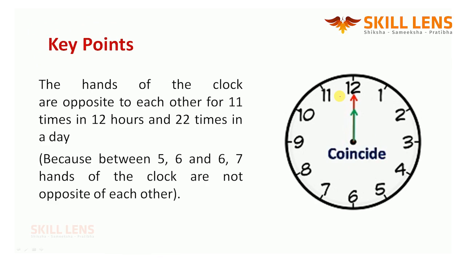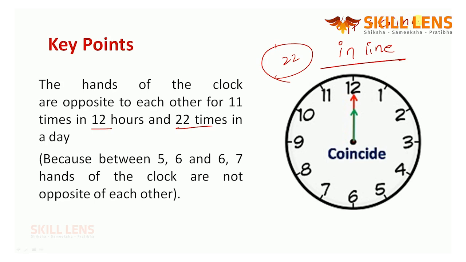This coincide will happen in 12 hours 22 times only. And opposite to each other is also 22 times. So both, basically, that is called inline. Inline means opposite to each other as well as coincide. But coincide will happen 11 times in 12 hours. So in 24 hours, it's going to be 22 times.